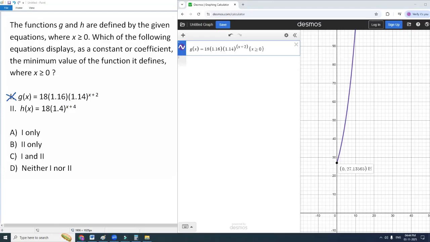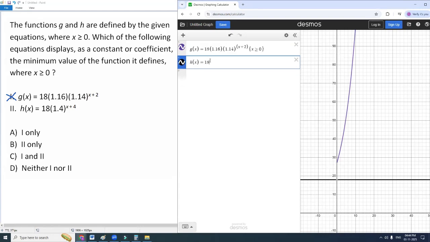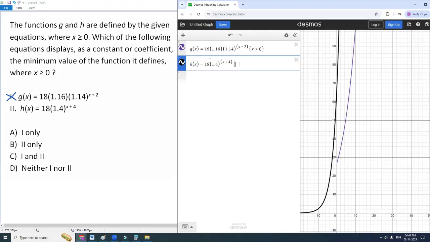Now to get the graph of the second function h of x, let me give it as input in Desmos. That is h of x equals 18 times 1.4, raised to the power of x plus 4. And also we have to give the domain, that is x is greater than or equal to 0. Here I got the graph of the second function h of x. So its minimum point is (0, 69.1488). So to get the minimum value of the function h of x, we have to consider the y-coordinate of this point, that is 69.1488.